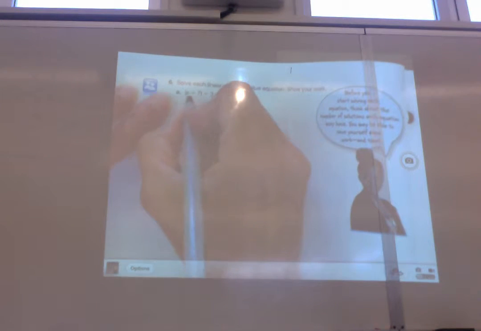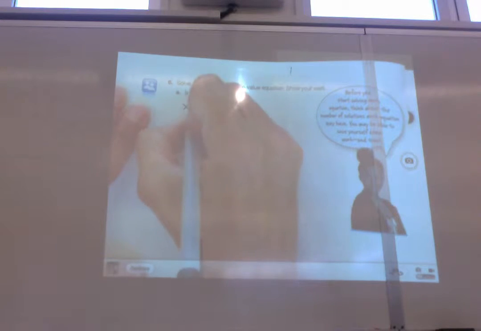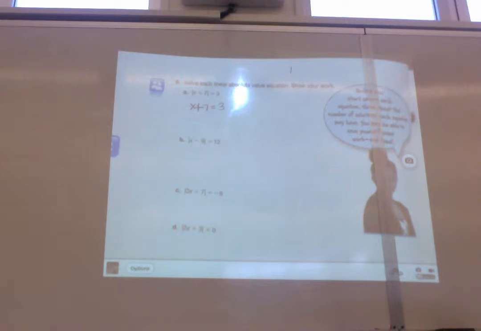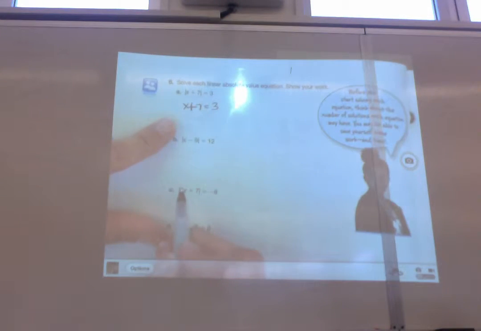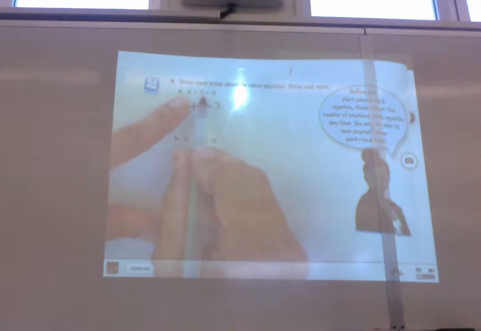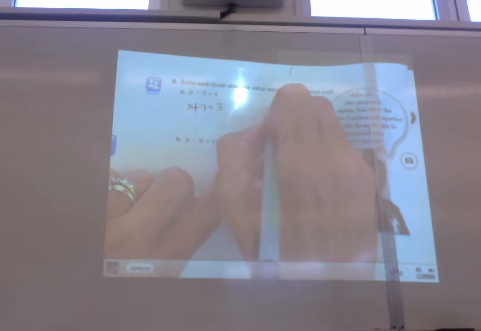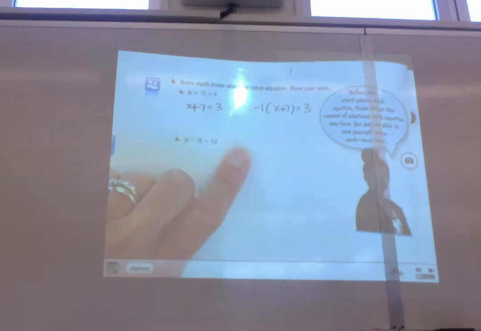Here's the positive case. X plus 7 equals 3. We could look at it with a parentheses and a plus in front, but we realize that's nothing that needs to get distributed. So for the positive case, you can just let those absolute values go away. Here's the negative case. X plus 7 equals 3 with a negative 1 in front.